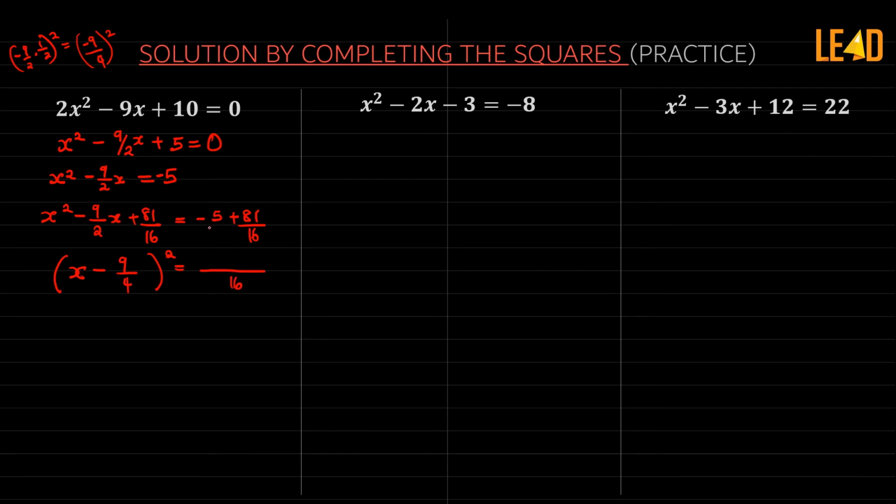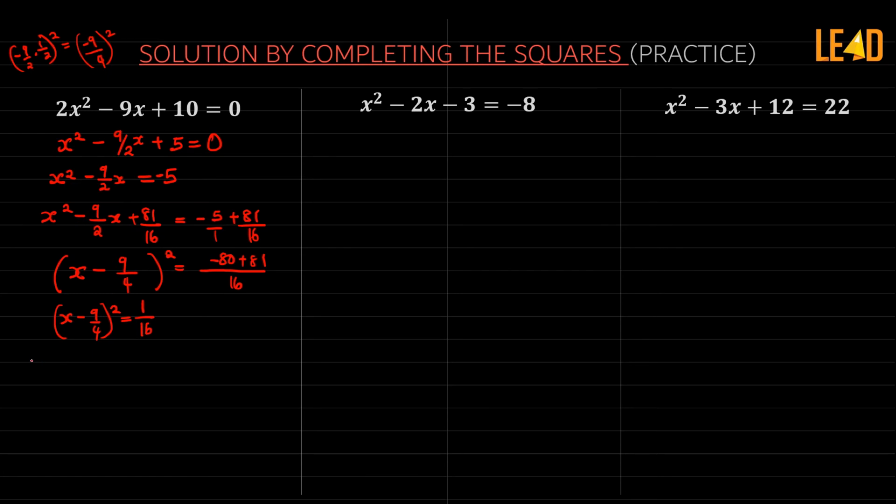And then we can take the LCM to add these ones up. We would have minus 80 plus 81. So we would have x minus 9 over 4 all squared is equal to 1 over 16, right? If you're a bit lost, you can pause and just go over the steps by yourself and then play back when you're good. Right?